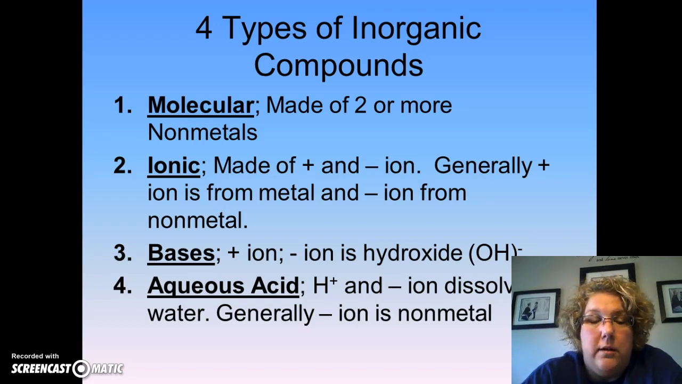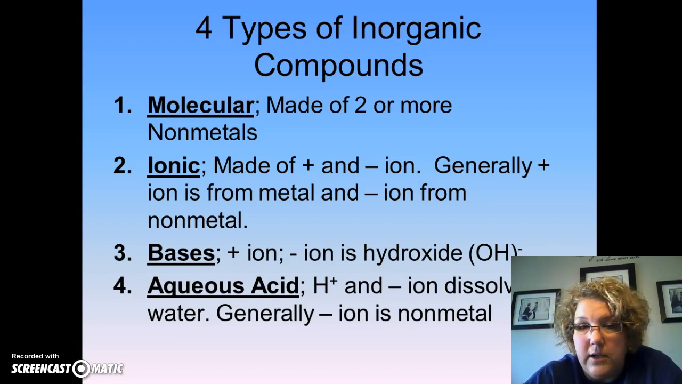That's called a molecular compound, or I frequently say covalent compound if it's just nonmetals. Now, when those dissolve in water, they don't produce ions, so they're non-electrolytes. Now, we've also got ionic compounds made up of a positive and a negative ion. Generally, your positive ion is a metal and your negative ion is a nonmetal or a polyatomic ion like sulfate or nitrate.